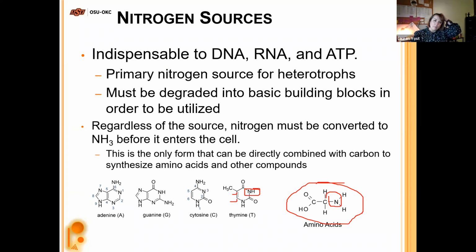So, primary nitrogen source. The primary nitrogen source for heterotrophs is going to be getting it from other organisms. So you'll eat a plant and you'll steal that plant's DNA, RNA, and ATP, as well as other things in there, but that's how you would get your nitrogen. That's what a heterotroph, and we're heterotrophs, would do. We rely on other things. So we'll have to degrade it into basic building blocks in order to use it. That's how it has to be done.